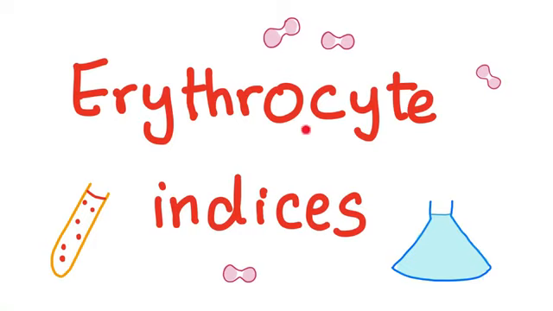So, erythrocyte indices. What's an erythrocyte? Erythro means red, cyte means cell. Indices is of course the plural of index. If you do not know that, there is no hope for you.